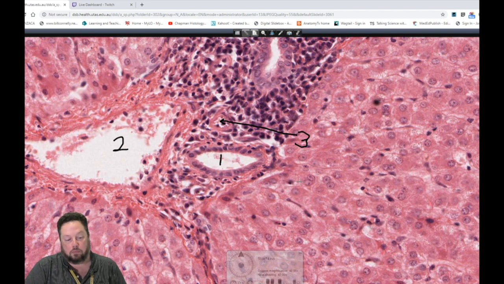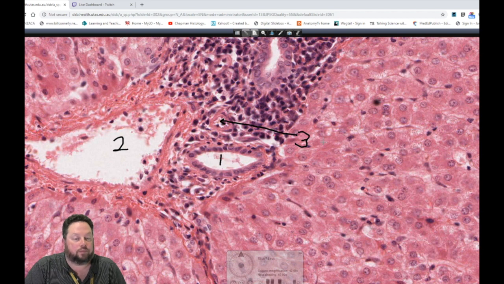Number 2. Always got to wait for the little delay in the stream. But if no one's going to answer, I can answer. So this is actually portal vein. Yes, Dr. Shio, thank you very much. So this is a branch of the hepatic portal vein. We can see a big, irregular shaped lumen and a comparatively very thin wall.